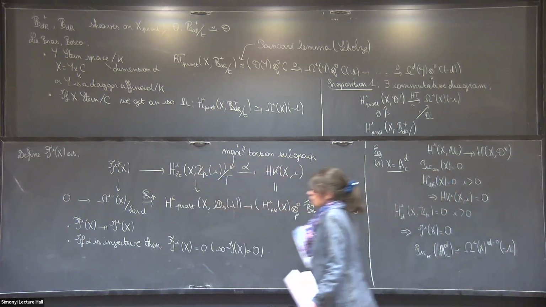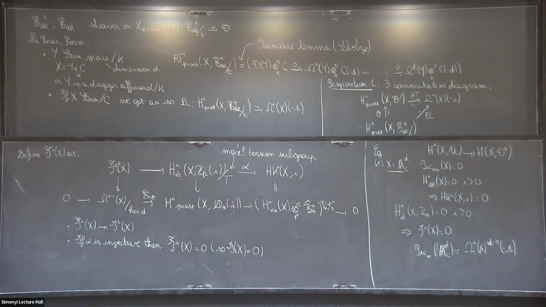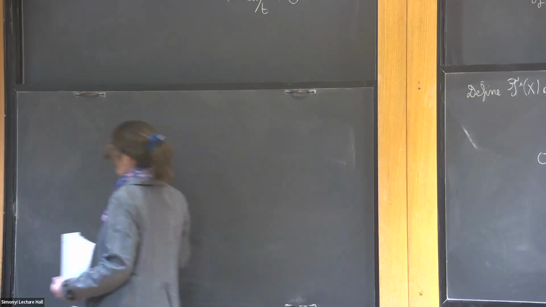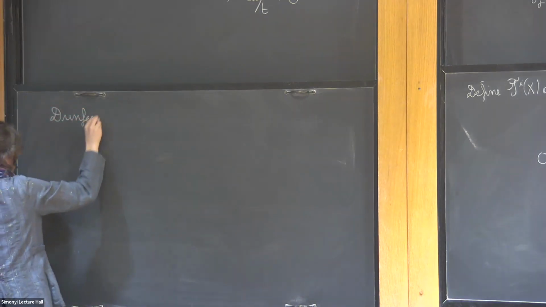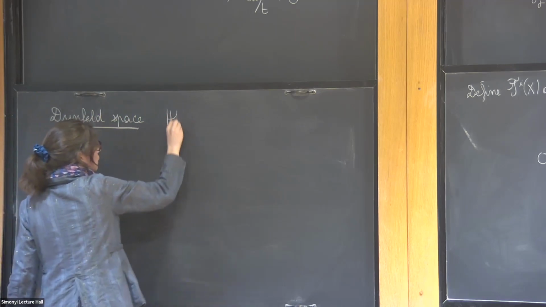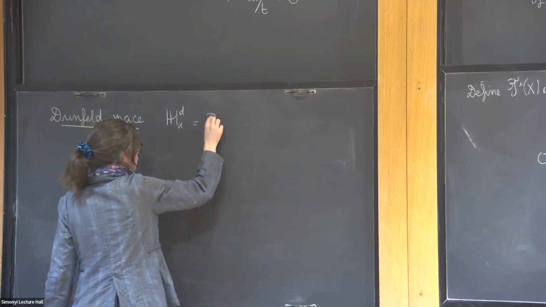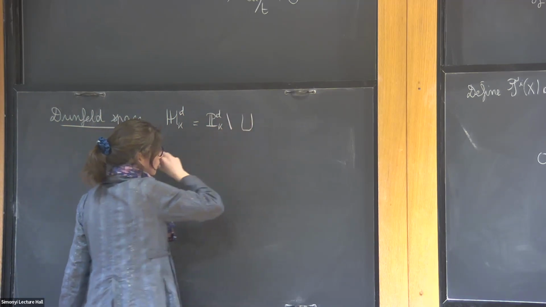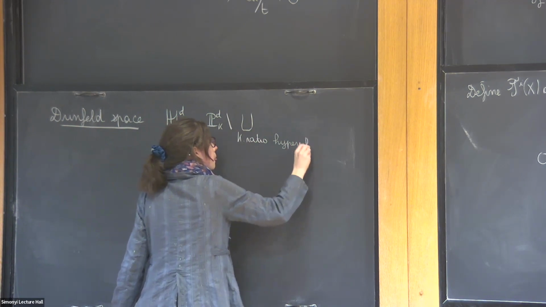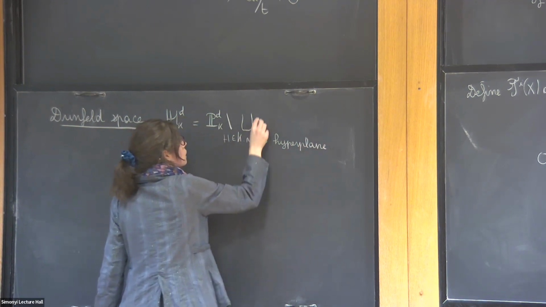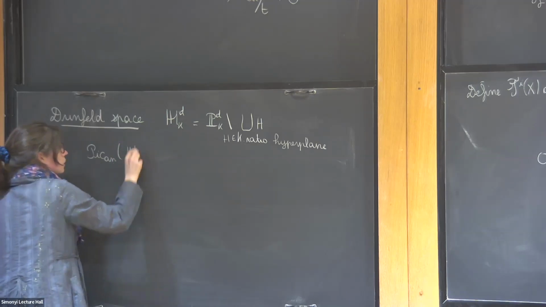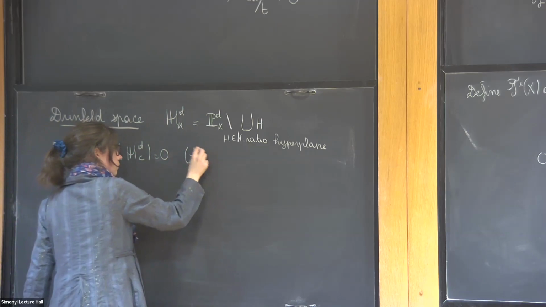Just one last example, the Drinfeld space. This is the projective space where we remove the k-rational hyperplanes. And for this, we also know that the analytic Picard group of it over C is 0, so this is due to Heuer.